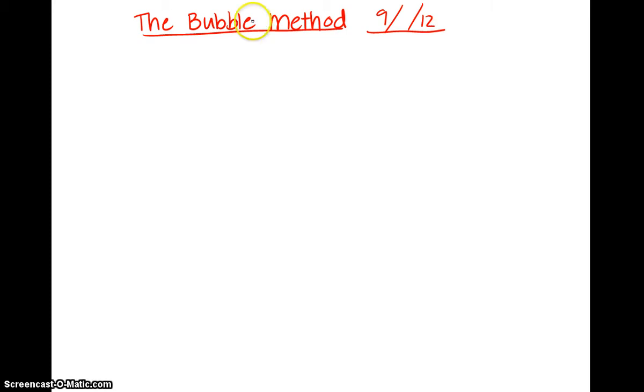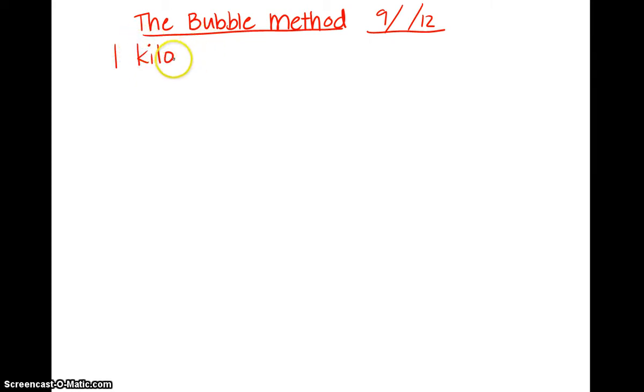Alright, so the bubble method is used in the metric system to convert between units. Like, let's say you have a number in kilometers, but you want it in meters. This method will show you how to convert that. Alright, so let's write what we remember about the metric system. So one of the most common conversions is the kilo.